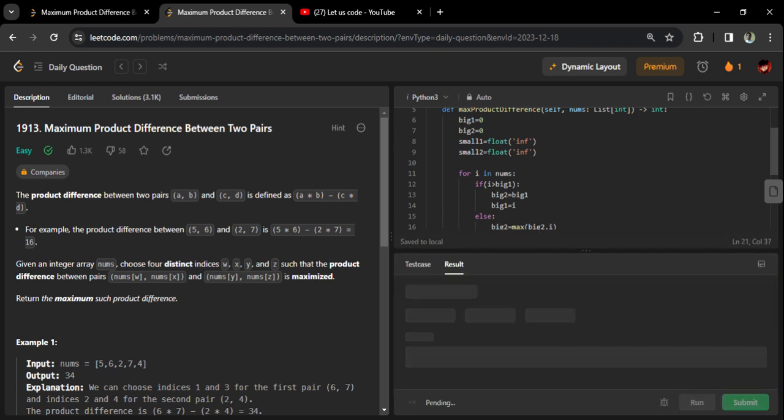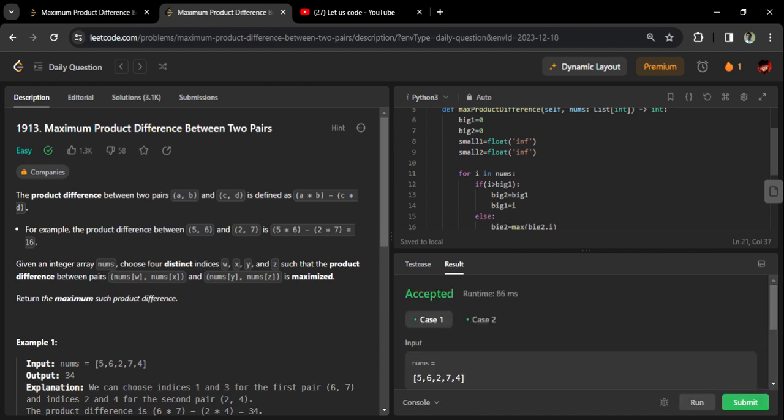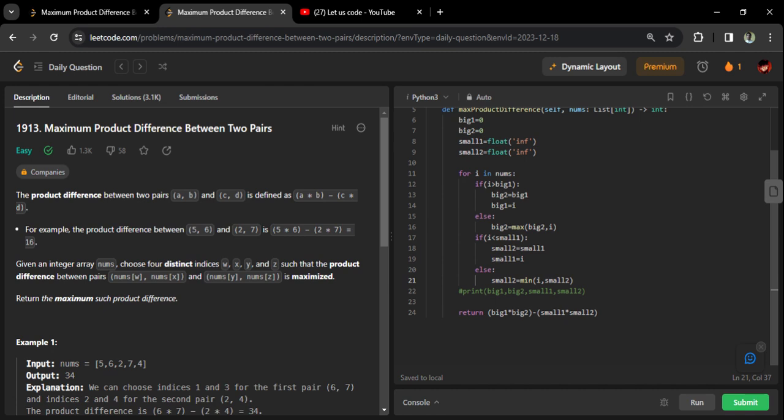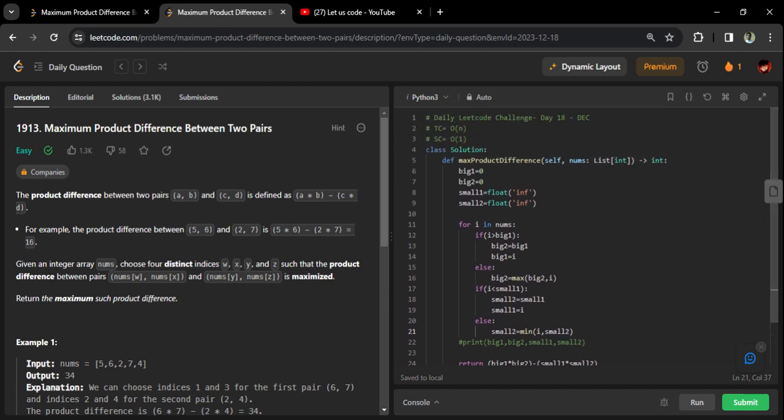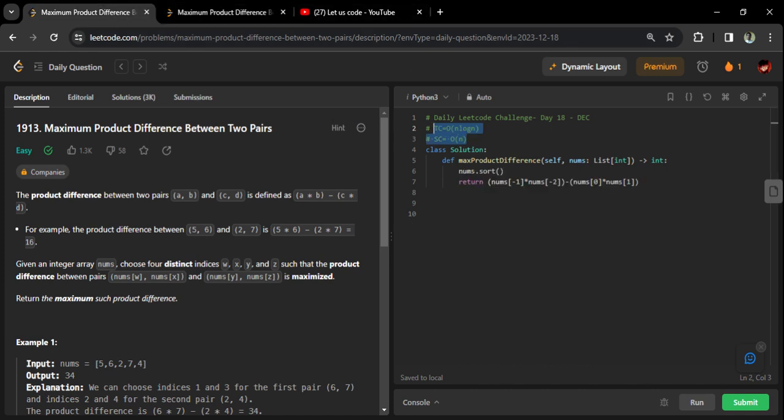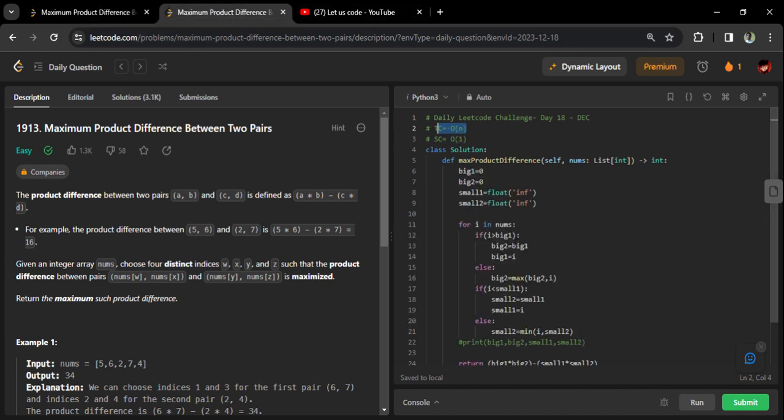If I could quickly run and show you, you clearly see this works, and I have submitted the solution. So that is fine. But the most important part here is how to find the time complexity. As I've used a for loop, you will be guessing correctly that it is O of n. In the previous case we had n log n, but in this case we have O of n, so it's slightly better.